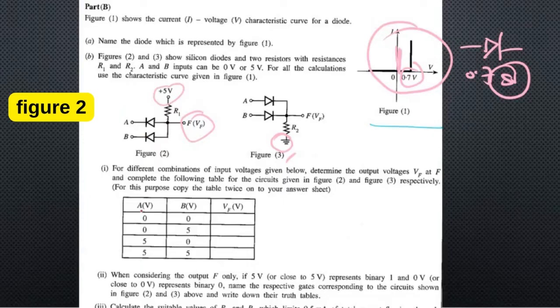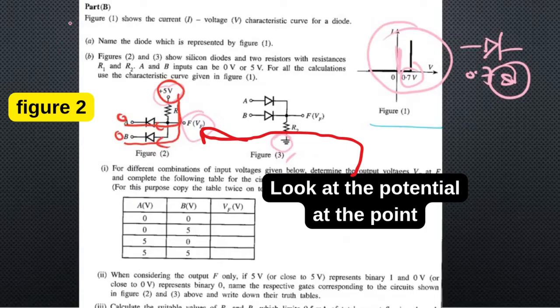So initially A and B are 0 and 0. Here we have 5 volt. So what basically happens is current will flow from this point to this point and from this point to this point as well. And these two diodes are parallel. So parallel means they share the same potential. That of course we need to know.